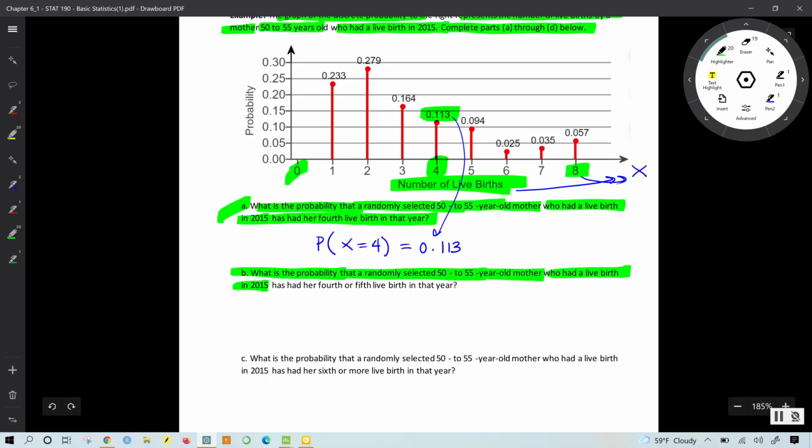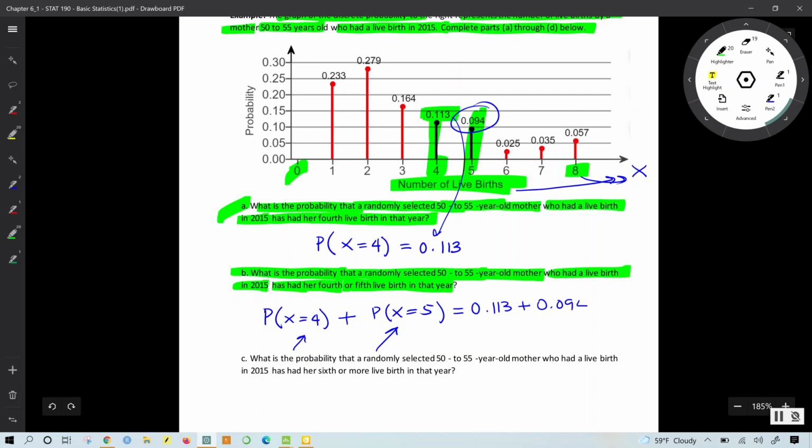Then, the next question says, what is the probability that a randomly selected 50 to 55-year-old mother who had a live birth in 2015 has had a fourth or fifth live birth in that year? That would cover either this or this. So that will be probability of x equals 4 or probability of x equals 5. Well, if it is either this or that, that will be the combination of both of them. So we add up those probabilities: 0.113 plus 0.094.